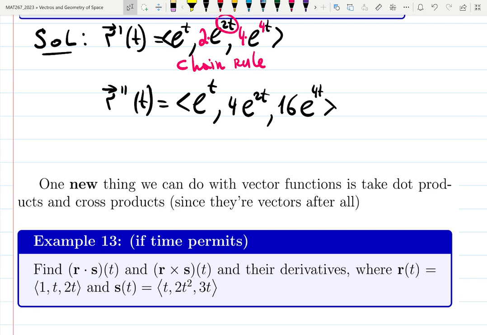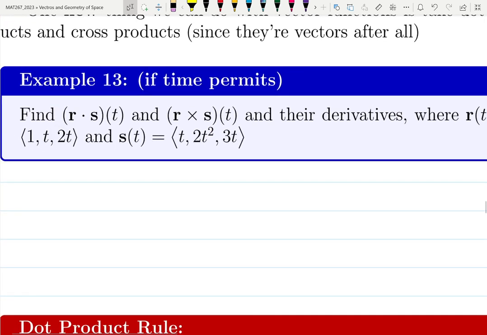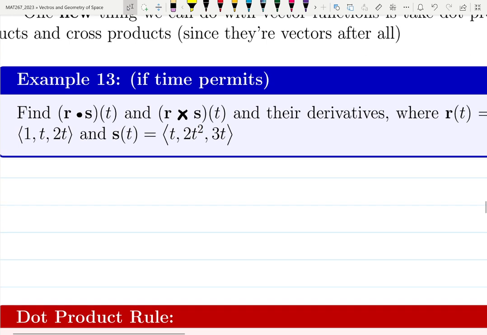But yes, when I want to multiply, find r times s and r cross s. One is a dot product called scalar product. Another is a cross product called vector product, because the answer for the first one is a number, a scalar, and the answer for the second is a vector. Find that and then their derivatives. They are given: r is 1, t, 2t, and s is t, 2t squared, 3t. I'll wait, don't worry.